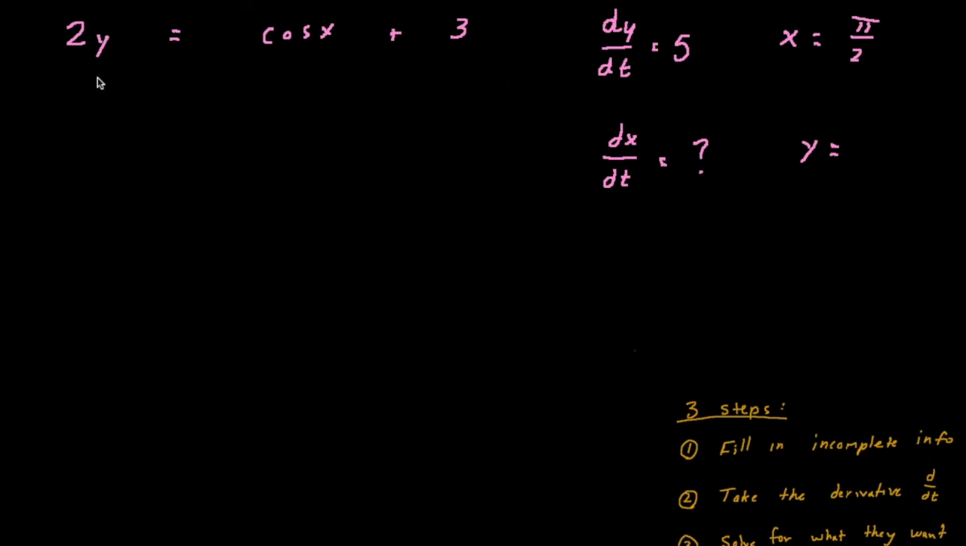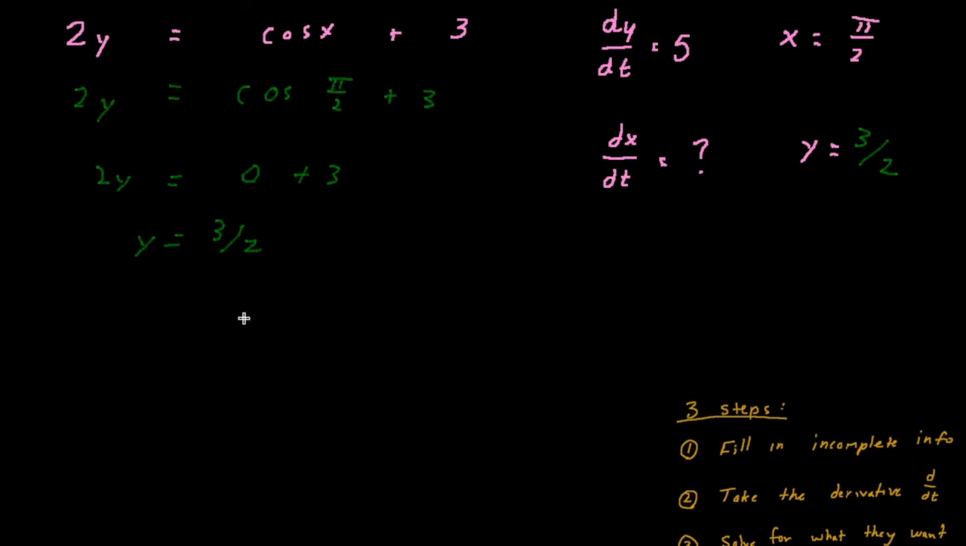And the way we do that is just by plugging in x to the equation. That's 2y equals cosine of pi over 2 plus 3. So that'll be 2y is equal to cosine of pi over 2 is 0 plus 3, and y is equal to 3/2. That was step 1, was just filling in the incomplete info. We'll get the answer for dx over dt in part 3, where it says solve for what they want.